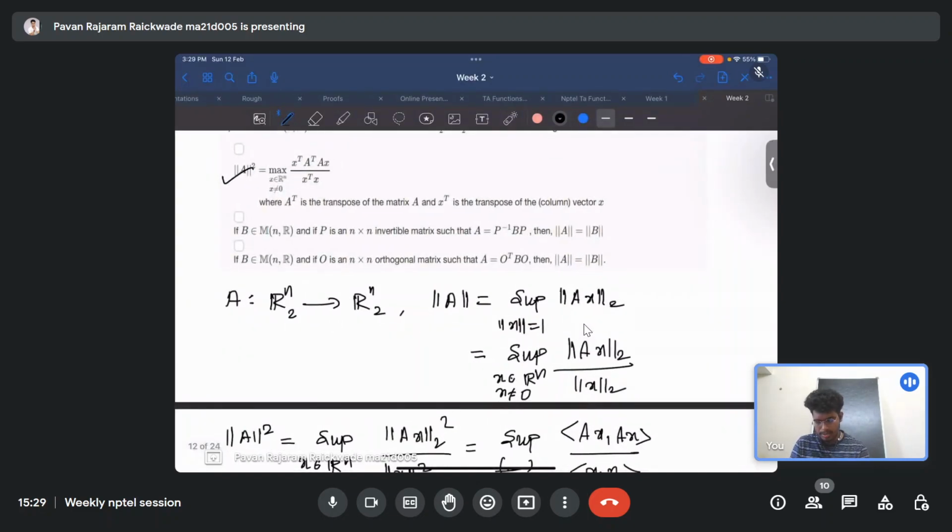If B is any matrix and P is an invertible matrix and A equals P inverse BP, then norm A and norm B are the same. What do you think about this? Is it true?